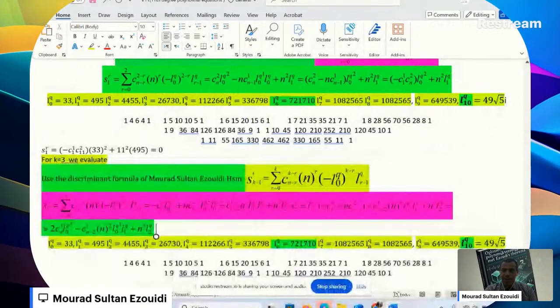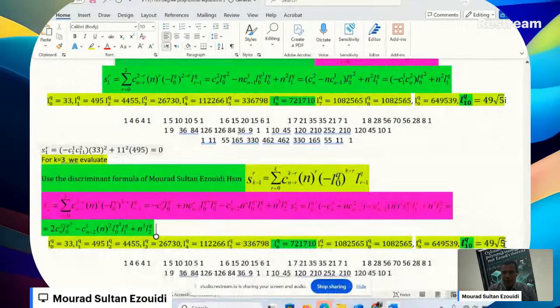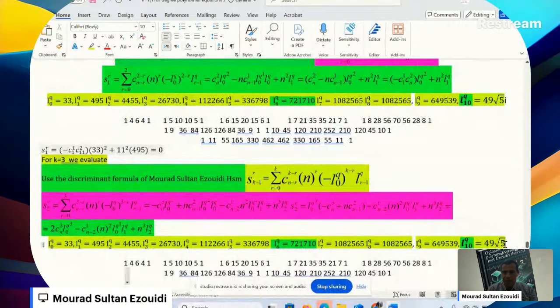As we told, this is 49. The last coefficient is 4 times I.